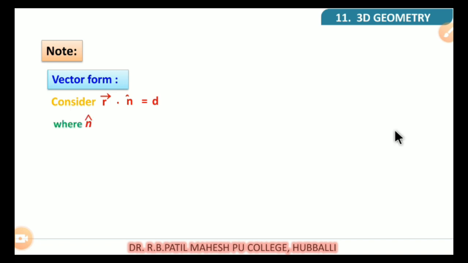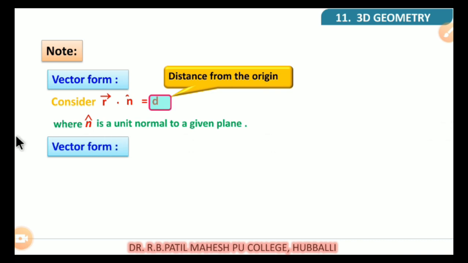Here I am going to give some important note points. See students, in the vector form we have to consider r dot n cap is equal to d, where n cap is a unit normal to a given plane. See here, we have taken this as n cap, so that it is the unit normal to a given plane. So in this form, that d is the distance from the origin, meaning the distance of the plane from the origin. But here we have another vector form.